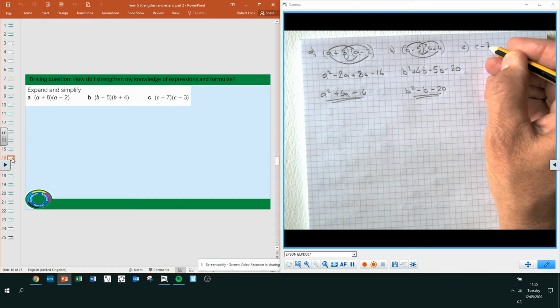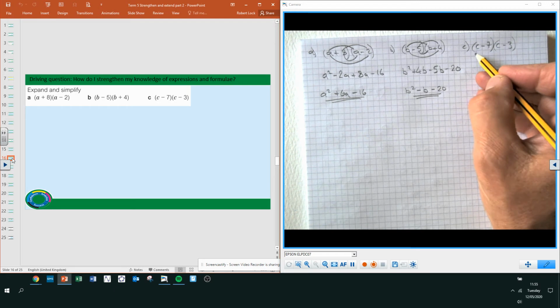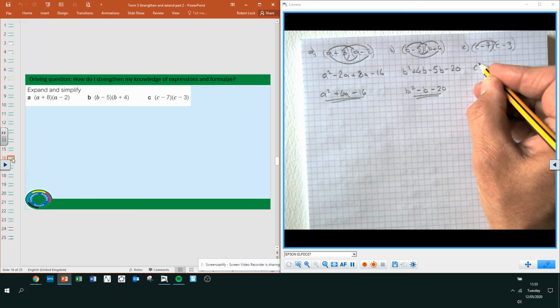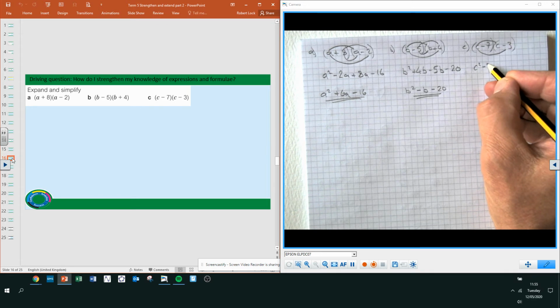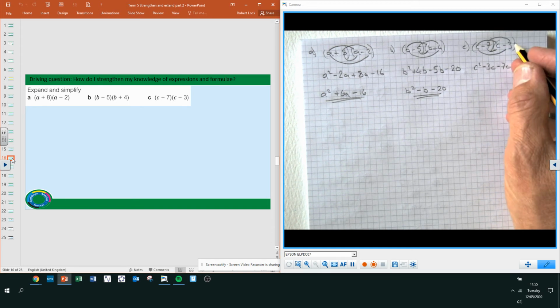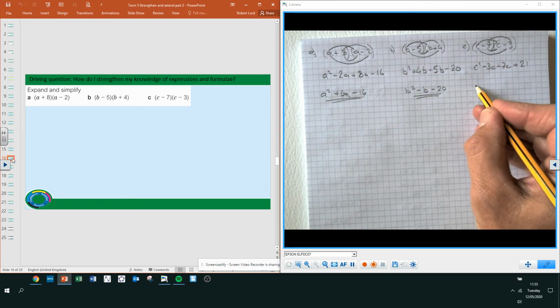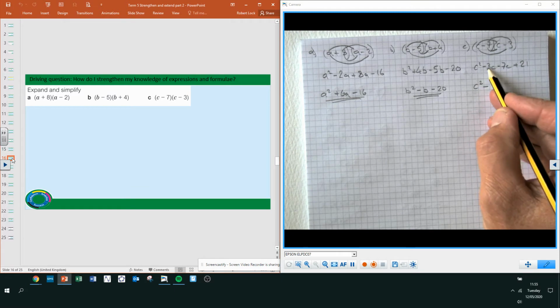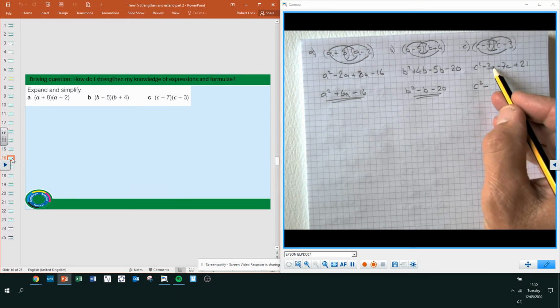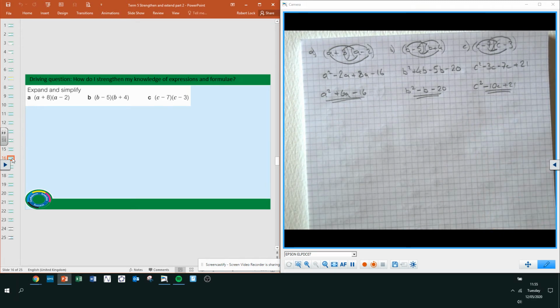C. C minus 7, C minus 3. Expanding the brackets. C times C is C squared. C times minus 3 is minus 3C. Minus 7 times C is minus 7C. And minus 7 times minus 3 is plus 21. Two signs the same, positive. Going through, C squared minus 10C, because minus 7 minus 3 is minus 10, plus 21. Right, next one.